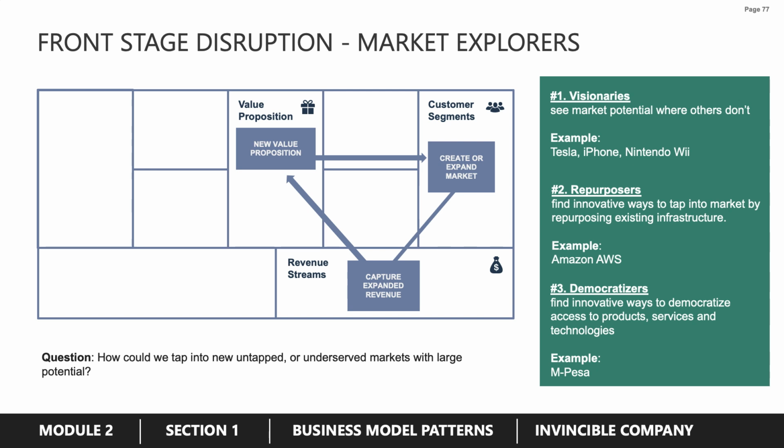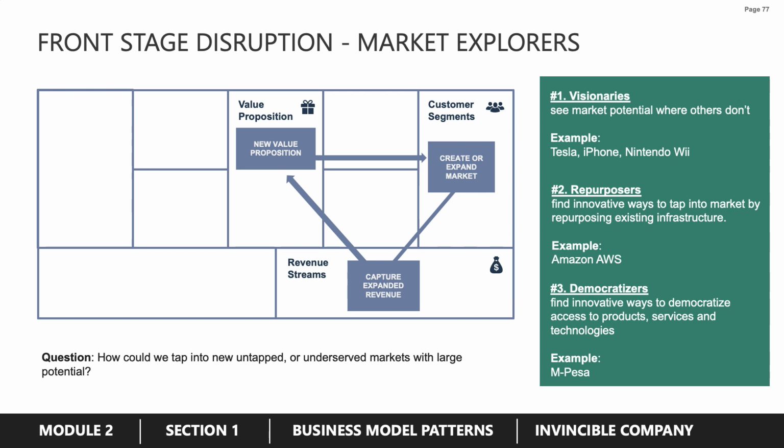Let's just take the first one, the visionaries. They see the market potential where others don't. So good examples of this are really based around this idea of design and changing the market at the front end, how they influence the segments, what new value generation they create to meet those customer segments, and how they capture the revenue. And clearly, when we saw earlier the example of Tesla, it re-engineered every element of that.